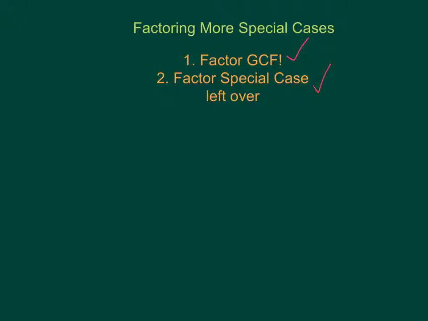So let's just real quick review. What is a special case? One of them would be the difference of two perfect squares, x squared minus 16, and these always factor to x and x, plus and minus, and then what's the square root of 16? It is 4. So x plus 4 times x minus 4.